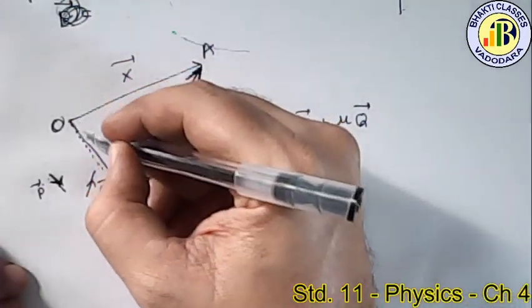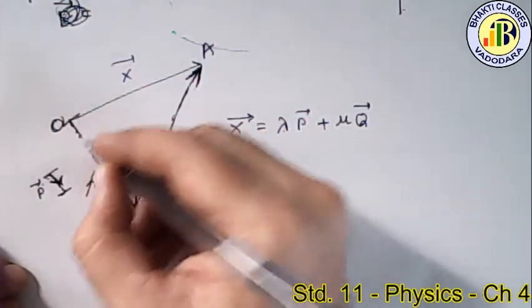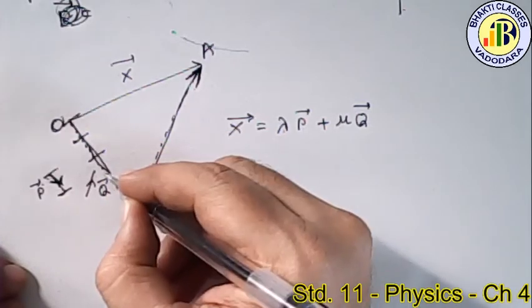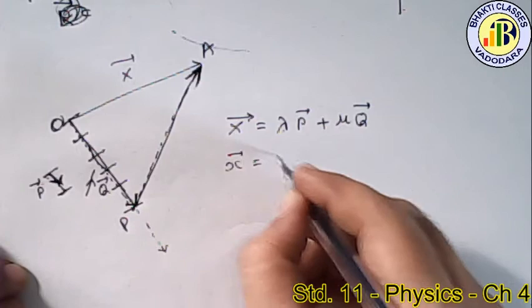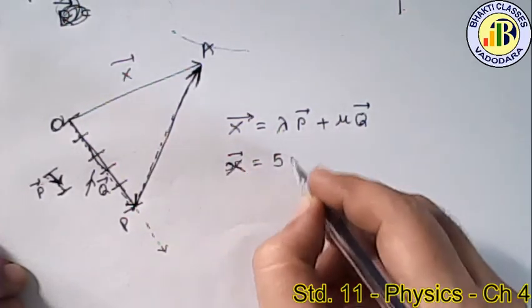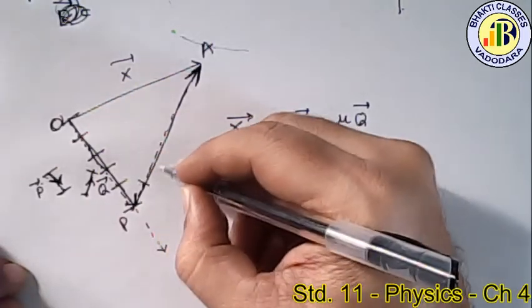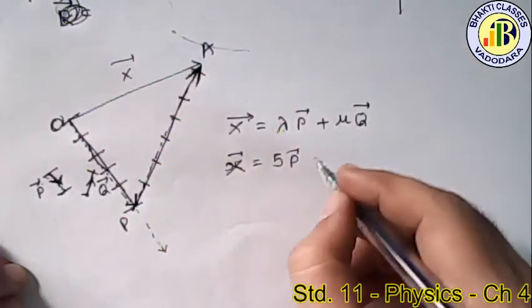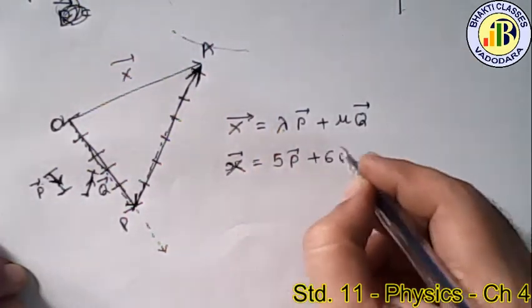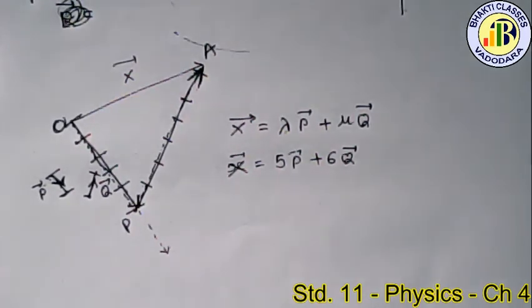ये देख सकते हो ना, ये P के मल्टीपल में. If this is the magnitude of P, then it is approximately 1, 2, 3, 4 and 5 times. That is x is equal to approximately 5 times of P. And if this is Q, this is magnitude of Q, then 1, 2, 3, 4, 5, 6. It is 6 times of Q. So this way we can resolve any vector in any direction.